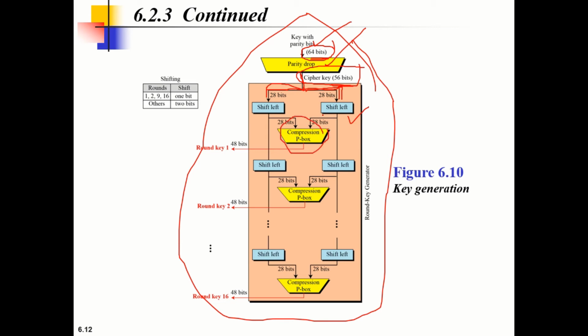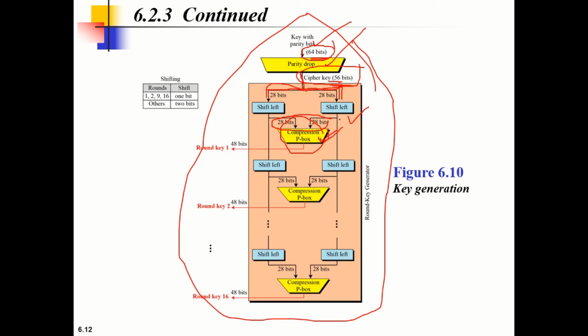Why do we compress it now? Because the complete size of this key is 56 bits, okay, but the data which we are having is 48 bits, right? So that 48-bit data is supposed to be XORed with a 48-bit key. So we need to compress here these 56 bits into 48 bits, right? So for that purpose we use this compression P box.